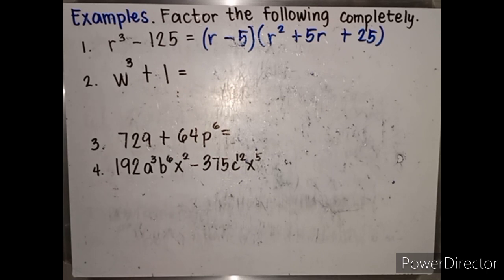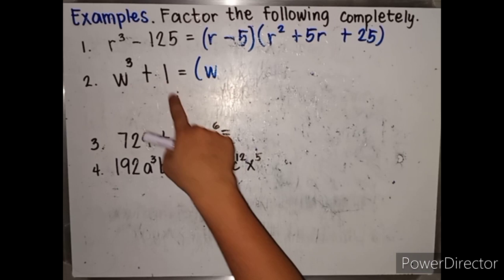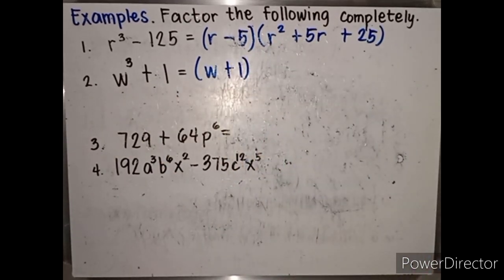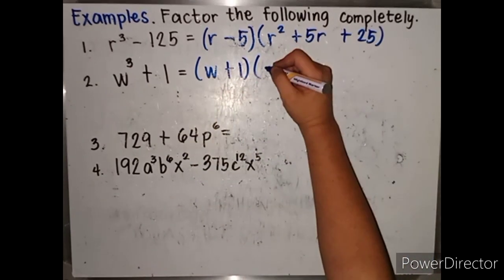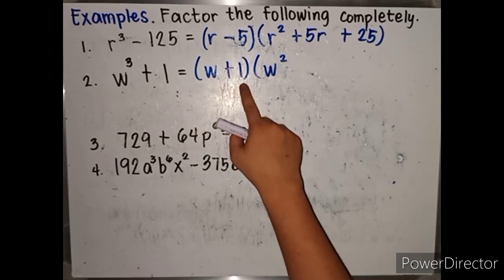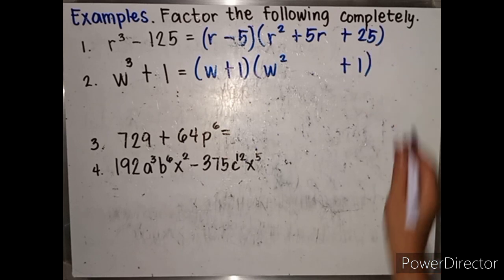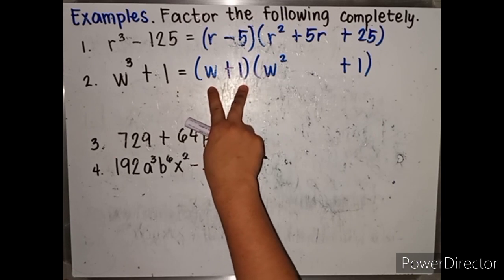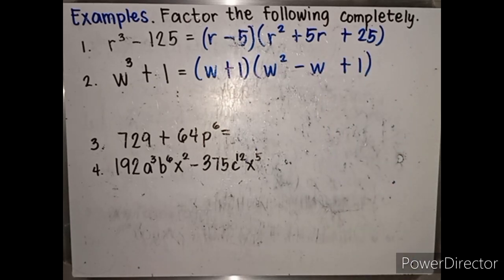Number 2. W cubed plus 1. Okay, so get the cube root. W. Get the cube root of 1, so that's positive 1. We have now our binomial factor. Let's get our trinomial factor. From this one, so this is now W squared. Then square this one. 1 squared is still 1. And then, let's get the middle term. Let's multiply them. W times 1 is W. Opposite the sign, so therefore that's negative W.